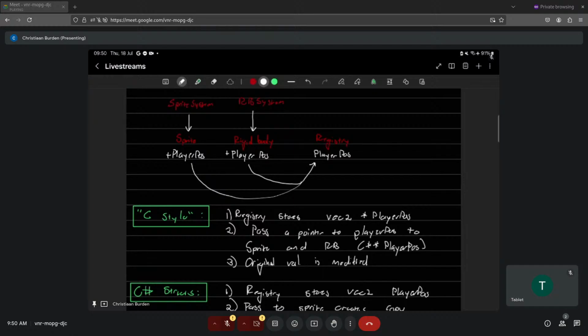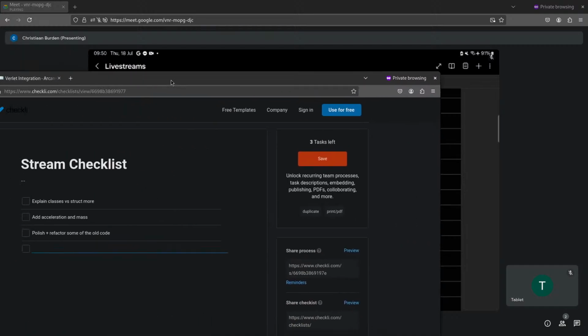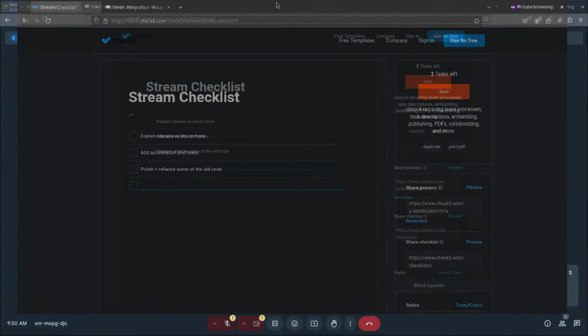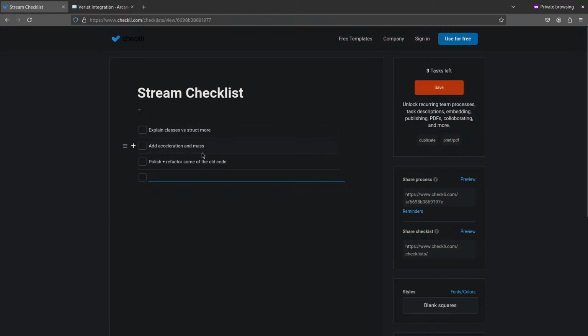Let's start with showing the checklist for today. As you can see, we will explain the classes and structs more. We will add acceleration and mass to our game, and we will polish and refactor some of the old code. Let's get right into it.